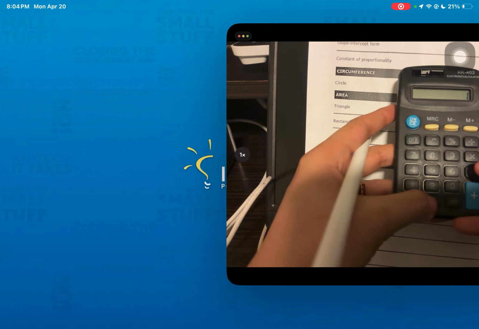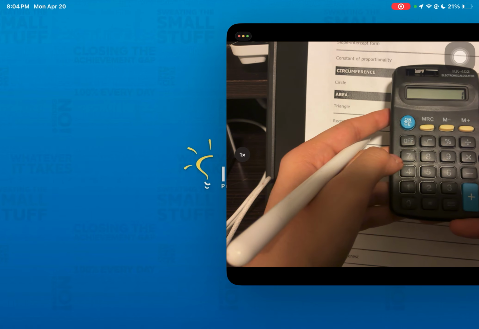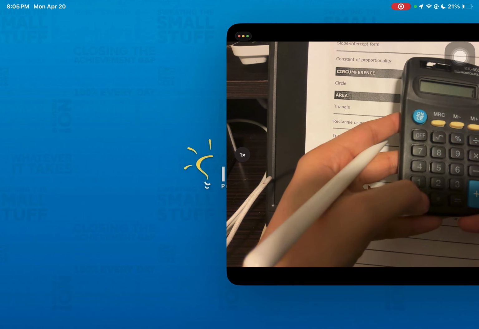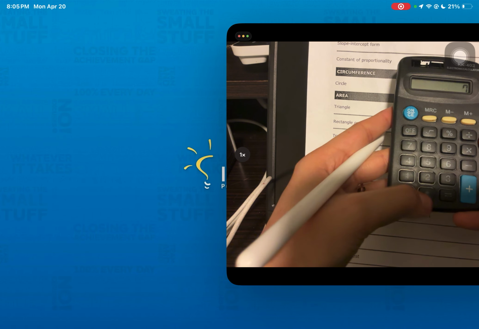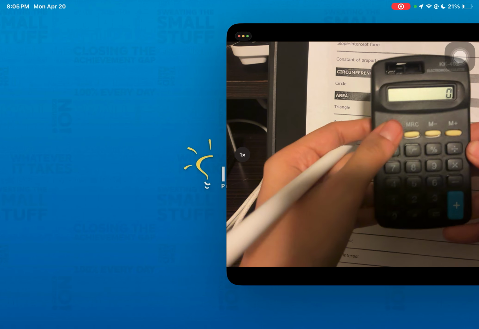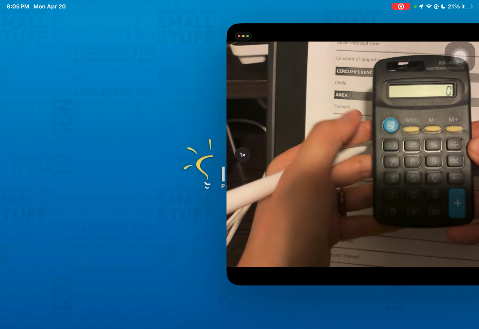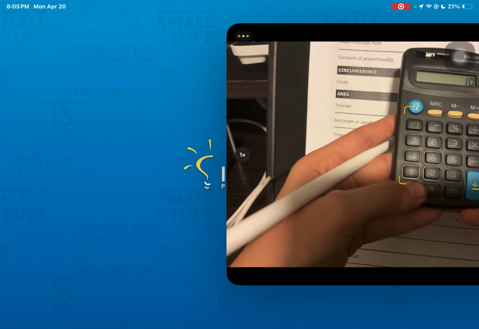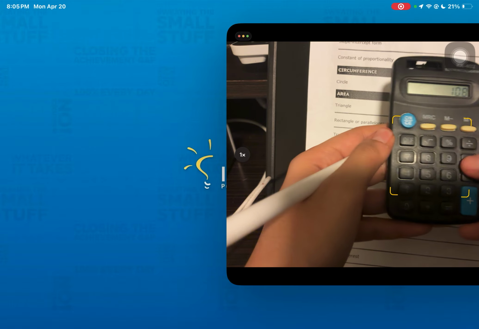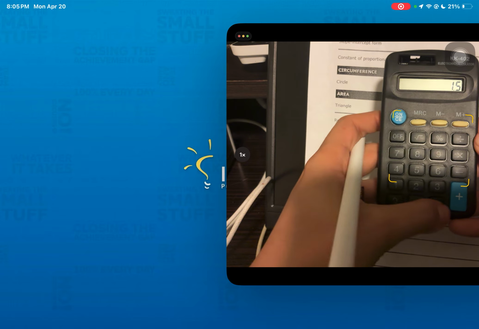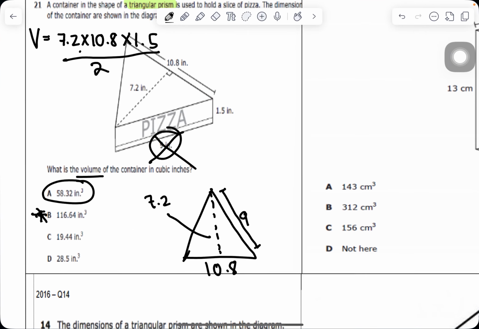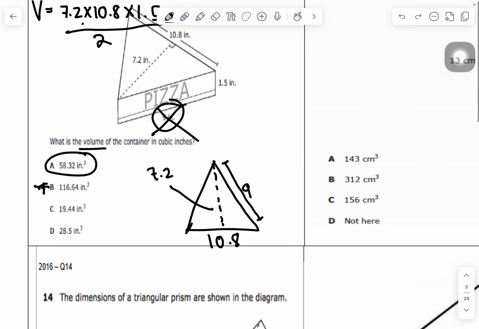What was it? 10.8. Guys, I don't like using the calculator, I'm just showing you. Oh no, I messed it up. But if you only multiply the numbers, 10.8 times 1.5, look, 116.64, that is our letter B. So that would be wrong if we forget to divide by 2.